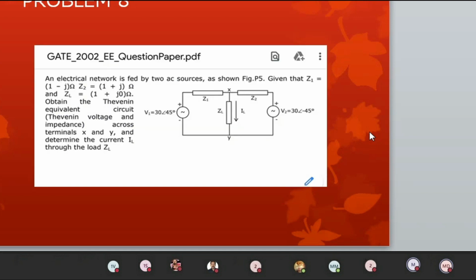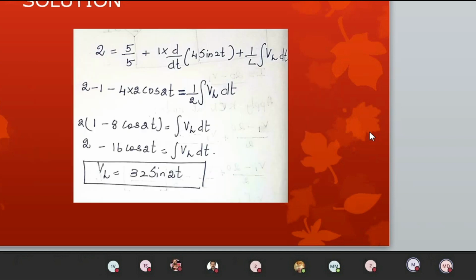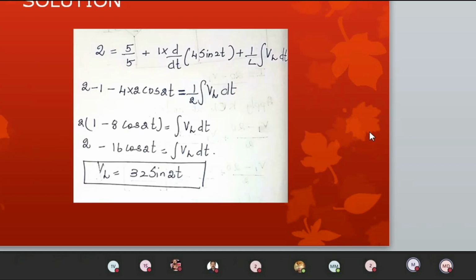Plus the current through the inductor. What is the current through the inductor? 1 by L integral of V_L dt. What is L here? 2. Integral of V_L dt. You just substitute, take the current through the capacitor to the other side, and you get the integral of V_L dt is 2 minus 16 cos 2t.